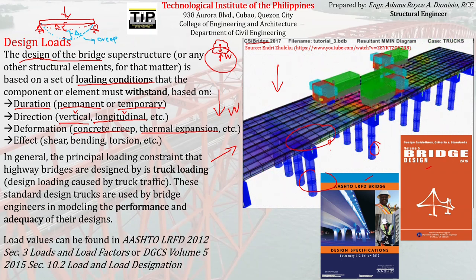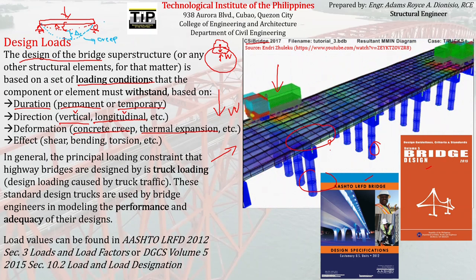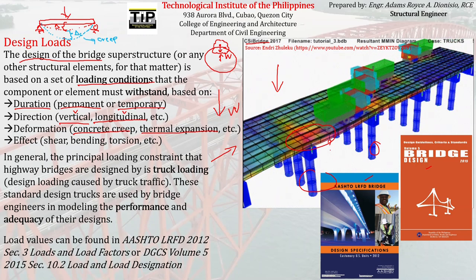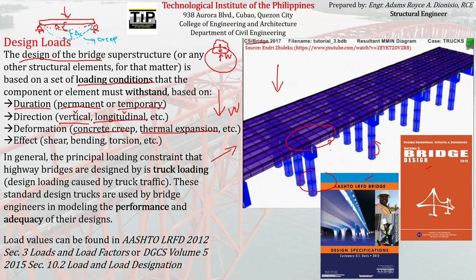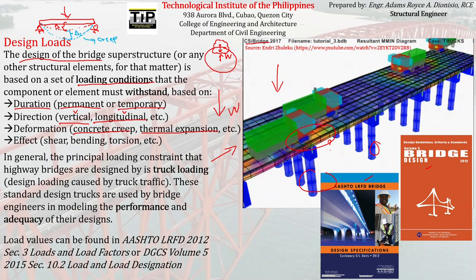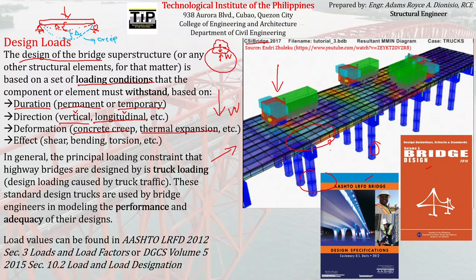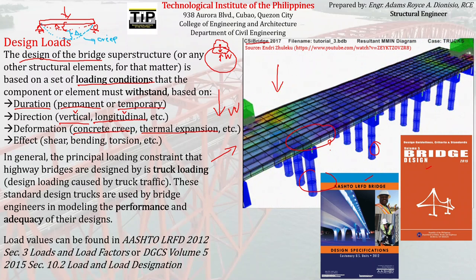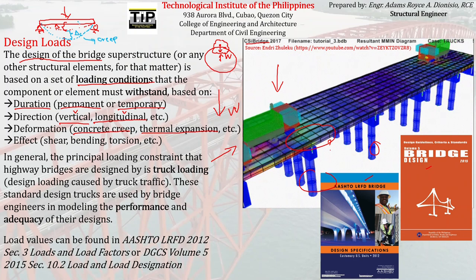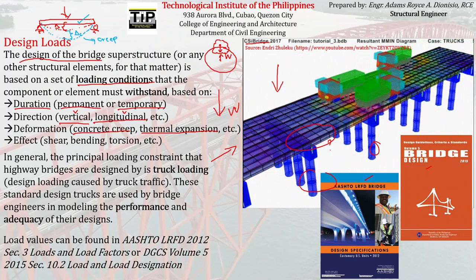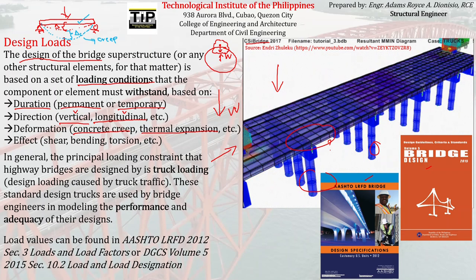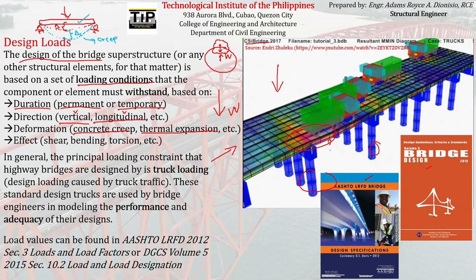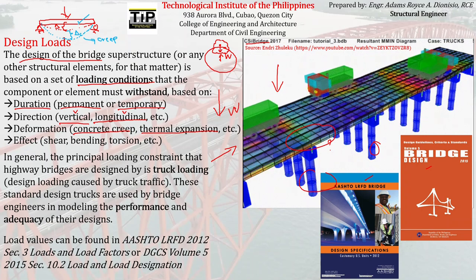Tinatawag natin na creep. Yung creep na yan, usually ang meron yan, concrete. Yung mga concrete materials, usually yan yung nakaka-experience ng creep. Although kahit naman steel, may creep din naman, pero madalas yan nakikita natin sa mga concrete na structures. Yung creep na yan, guys, dito sa simple supported beam natin, may effect yan sa structural integrity nung structure natin, nung beam natin for this particular case.